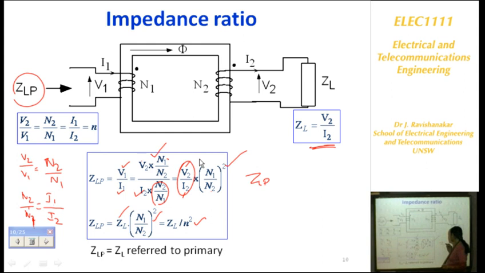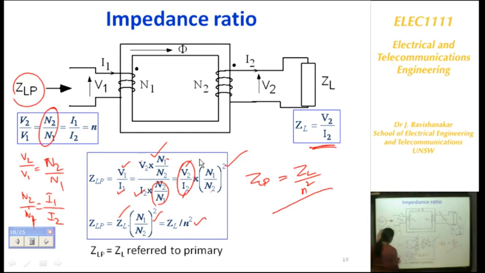So basically, when you take the secondary impedance and bring it to the primary side, we divide it by the square of the turns ratio. And what is the turns ratio? You should always remember that the turns ratio is the secondary number of turns divided by the primary number of turns.